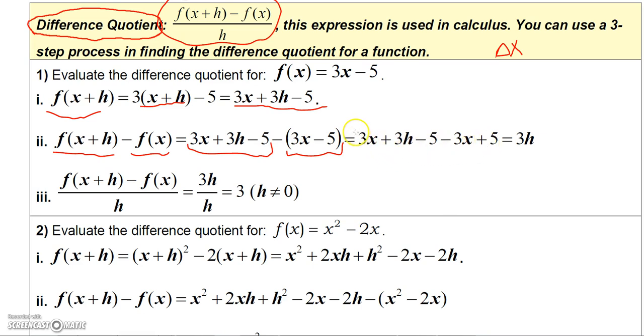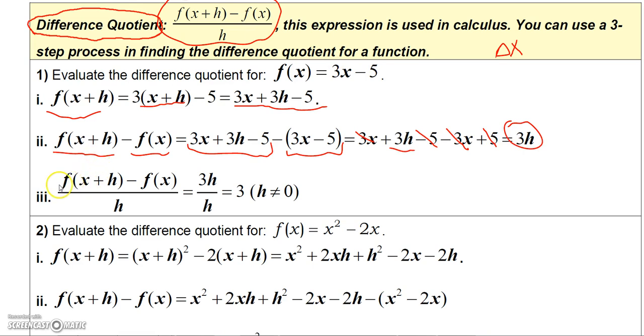And then notice that when you subtract, 3x plus negative 3x cancels, and minus 5 plus 5 cancels, and so all I have left is the 3h. So the result in step 2 is just the 3h.